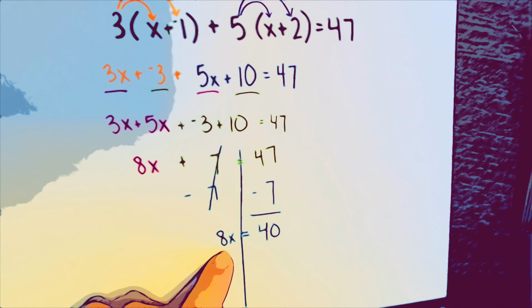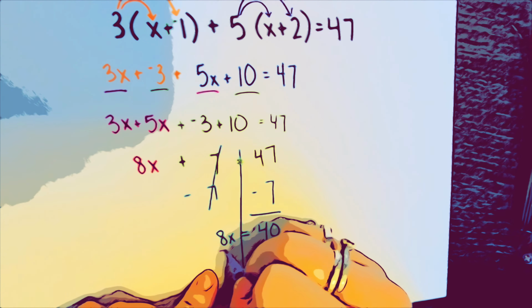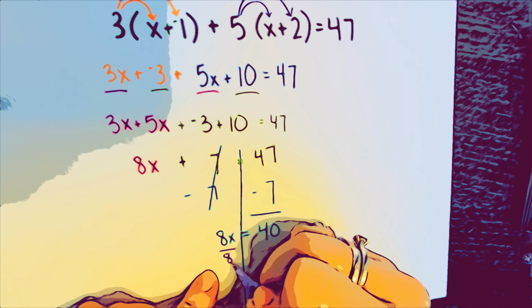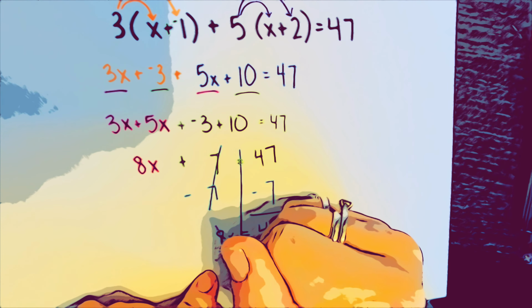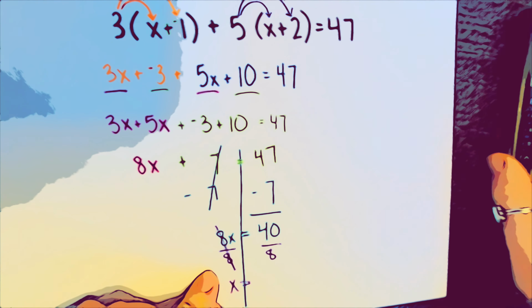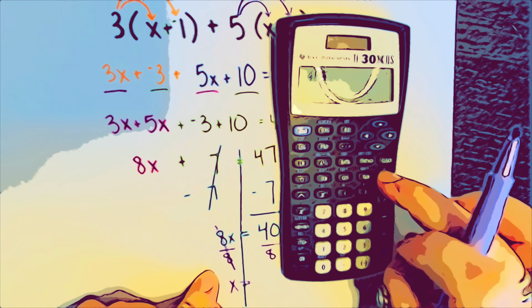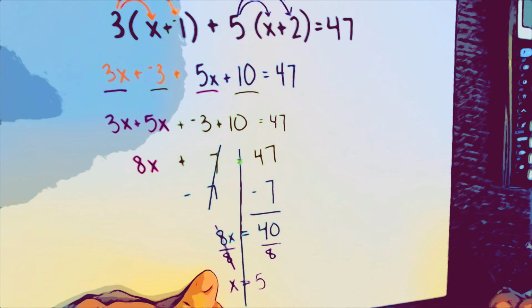X is being multiplied by 8. The opposite of multiplying x by 8 is dividing x by 8. So if I divide by 8 here, I divide by 8 here, the 8's cancel themselves out, and they leave me alone with x equals 40 divided by 8. Is positive 5? X equals 5.